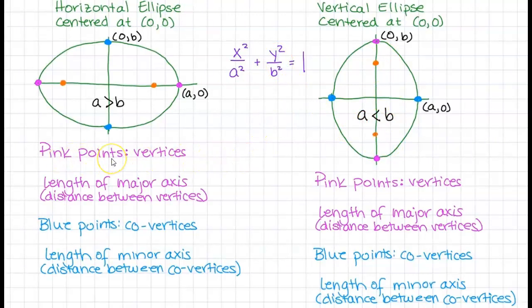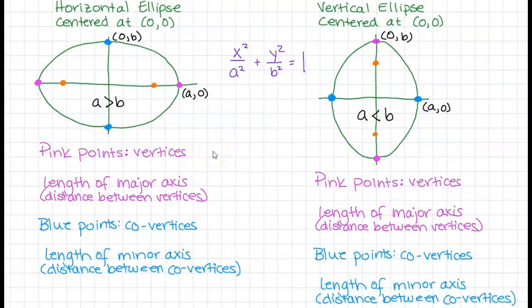The pink points, some definitions. The pink points in these pictures are called the vertices. The vertices are the ones that are the furthest away from the origin. So this will change depending on how it's oriented. If it's a horizontal ellipse, the vertices are along the horizontal axis. If it's a vertical ellipse, then the vertices are going to be along the vertical axis. So the vertices are always the furthest away.